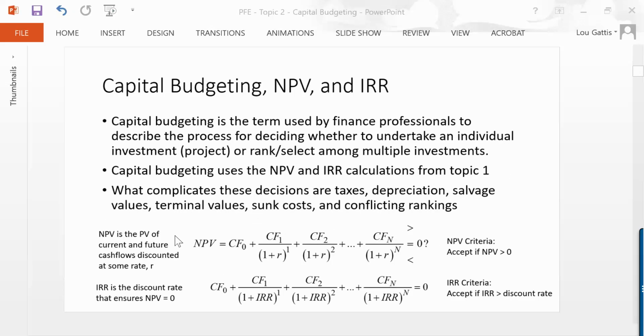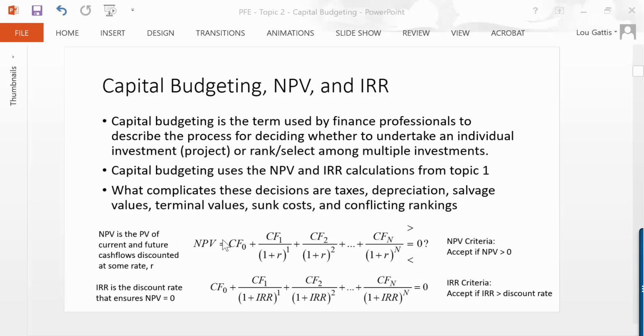Capital budgeting is a term used by finance professionals to describe the process for selecting investments. So, for example, you have 3 or 4 different investments you're thinking about undertaking, maybe launching a new business line or buying a new piece of equipment, and these cost resources today. How do you decide which ones you're going to do?